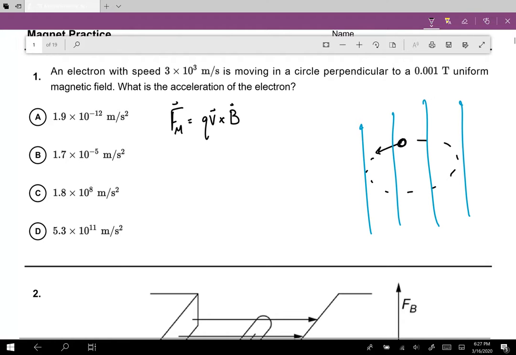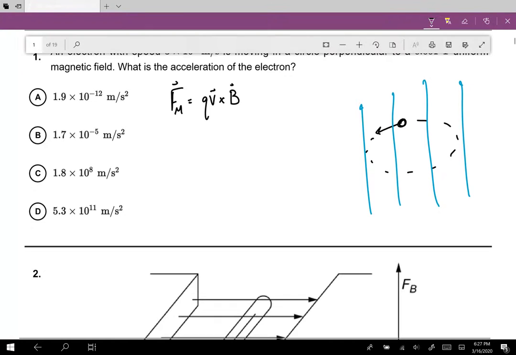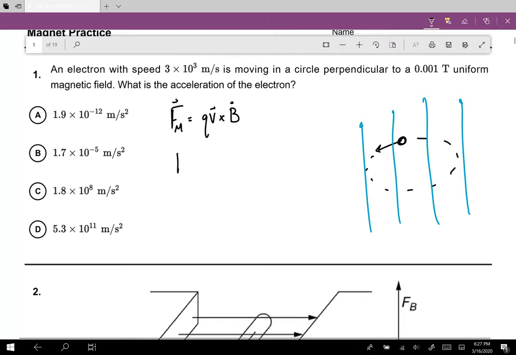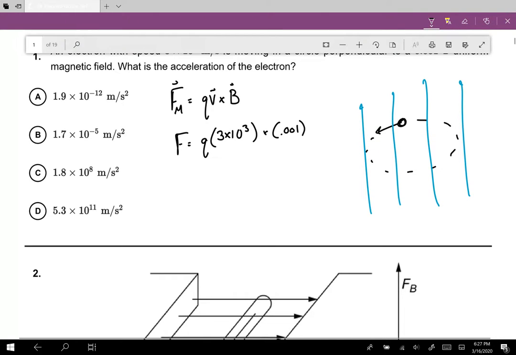It's kind of like our cross product, but we already know the directions and we don't care about the direction, just the amount. So F equals q times the velocity, 3 times 10 to the third, times the magnetic field, 0.001. Now let's set up an equation for acceleration. We know F equals ma, so the mass of the electron times acceleration equals the charge of an electron times 3 times 10 to the third times 0.001.